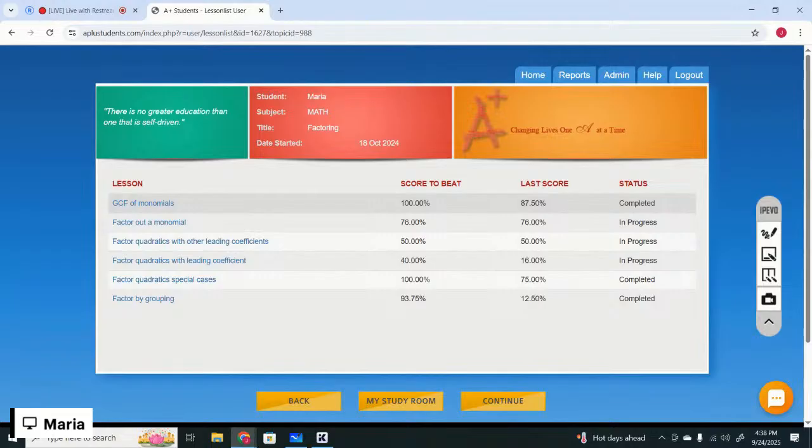So we were working on grade 9 math. The chapter we were working on is factoring. The lessons we have covered today are GCF of monomials, factor out a monomial, and factor quadratics with other leading coefficients. So please make sure that before the next session you complete all the practice questions for the lessons we just did. That is your homework until next session.